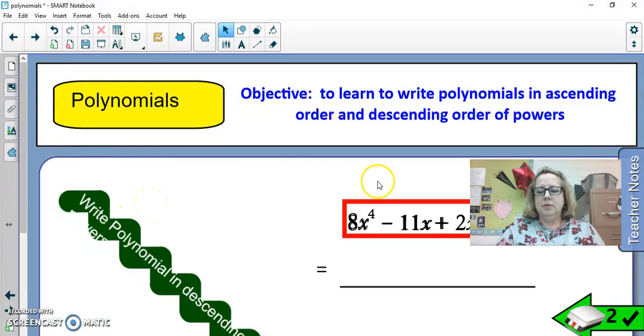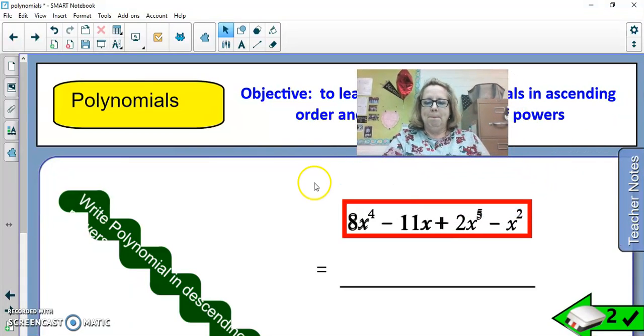In this first slide, we're going to talk about writing polynomials in descending order. When you look at a polynomial and you decide what order it should be in, you should look specifically at the degree or the exponents.